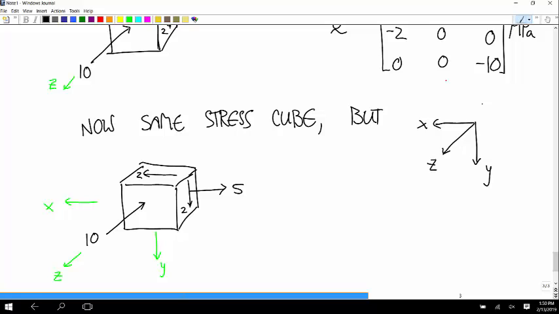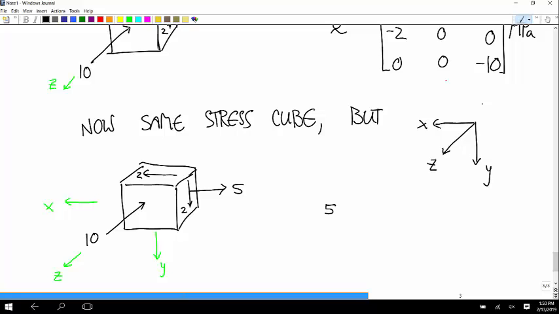Okay, so what's sigma XX? Positive 5, right? This is the reason I did this. Even though we arbitrarily switched the direction of the x and y axes, the relationship between the stress cube and the stress tensor stays the same. And that's why it doesn't matter whether you choose your eigenvalue positive or negative. All you have to do is choose them in such a way that the coordinate system is right-handed.